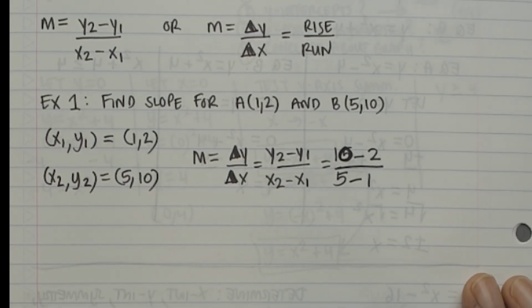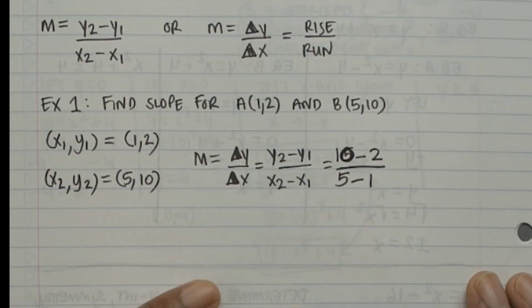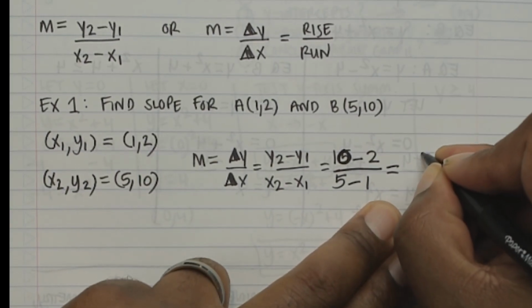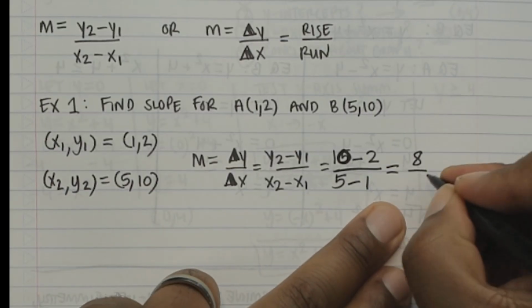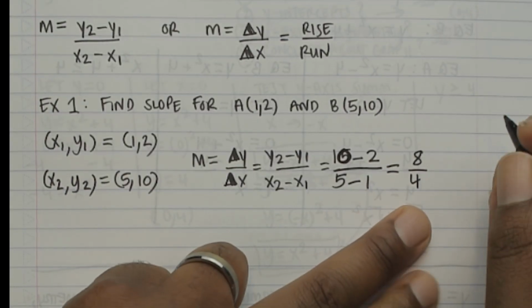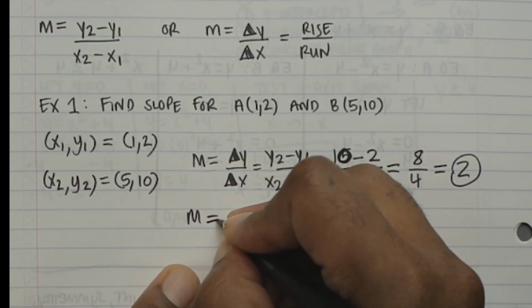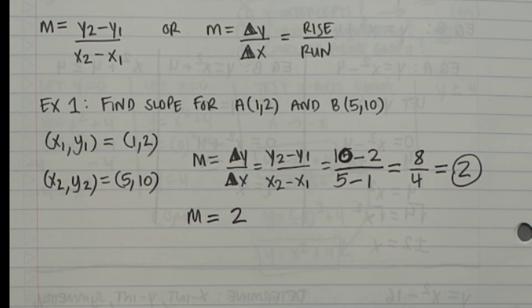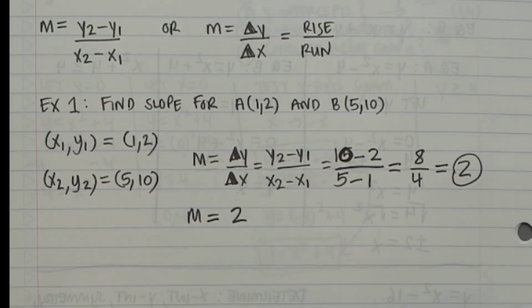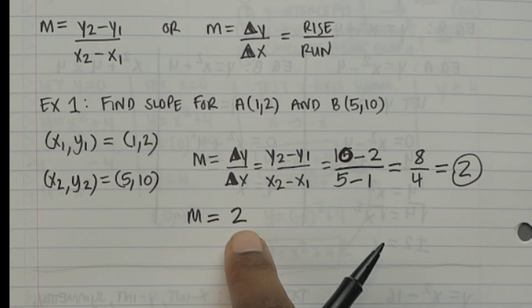So now we have 10 minus 2 divided by 5 minus 1. 10 minus 2 is going to be 8. 5 minus 1 is going to be 4. 4 goes into 8 2 times. So m is 2, or the slope is m equals 2. What does that mean? It means that for every increase of 1 unit in x, y increases by 2 units.